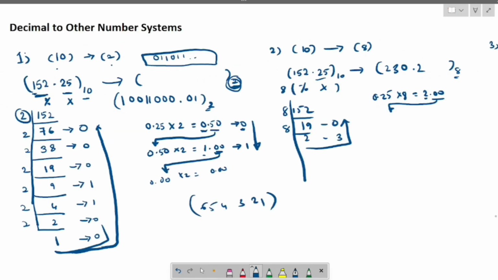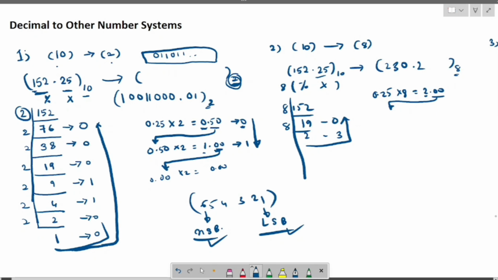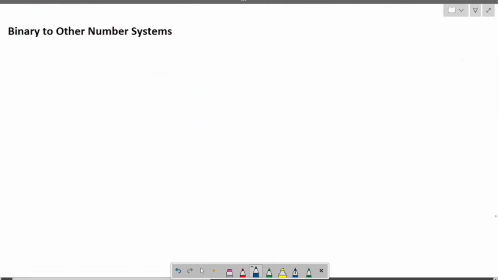Okay, in the number systems this is called the least significant bit, when compared to the most significant bit. Remember the terminology least significant bit, most significant bit, because in the further classes we are going to use this terminology. And the next conversion is binary to other number systems. Here write the things like this: here you need to use positive powers, here you need to use negative powers. I will show you.